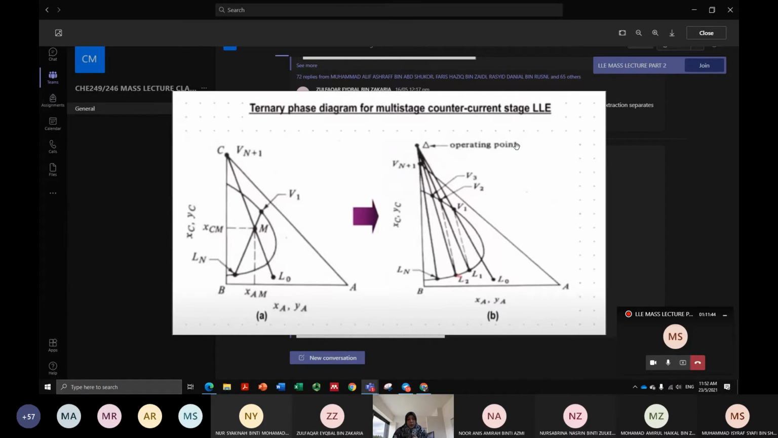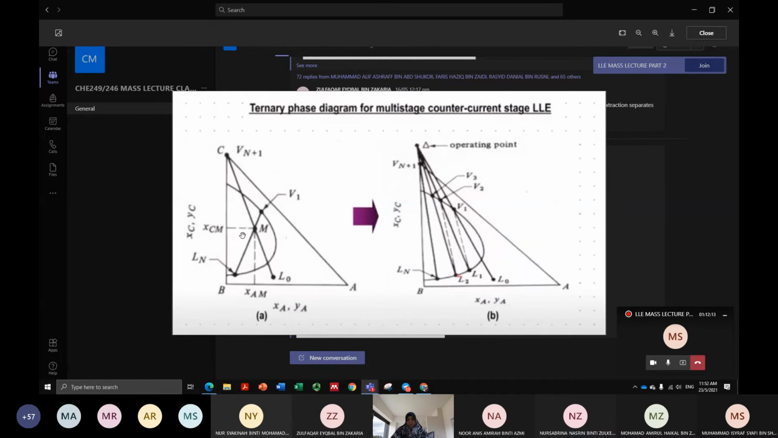So I always do something like this, can? Okay, so you cross, something like this. One will give you L0 and Vn plus 1. Another one will give you V1 and Ln. So the cross-sectional point, or the intersection between the two lines that you have, will give you the coordinates for M.